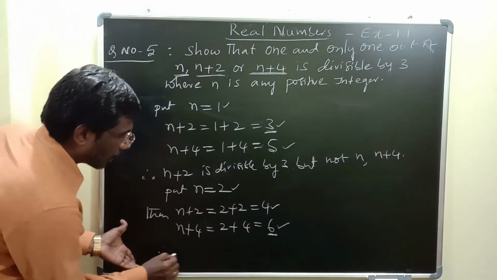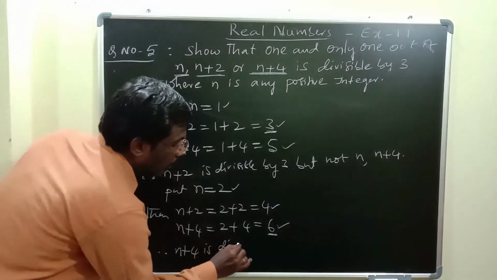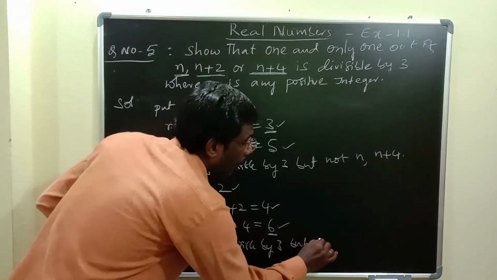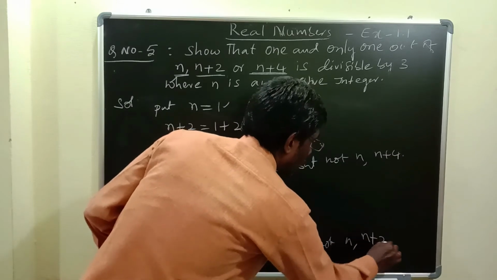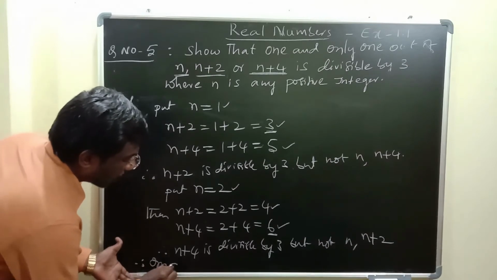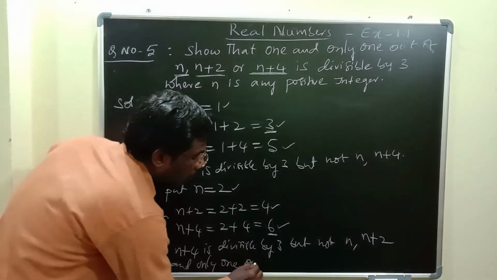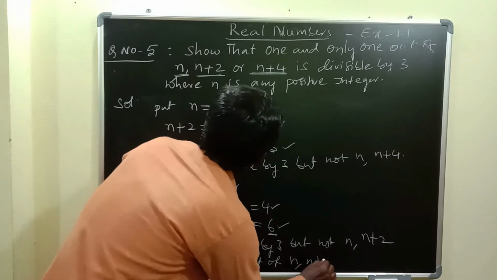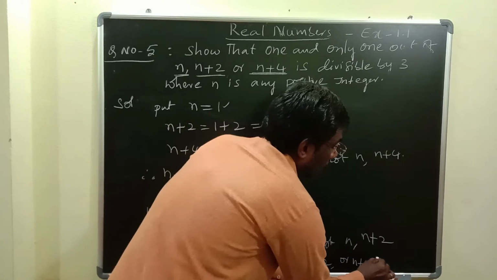Therefore, we can write it now: n plus 4 is divisible by 3 but not n and n plus 2. Therefore, one and only one out of n, n plus 2, or n plus 4 is divisible by 3.